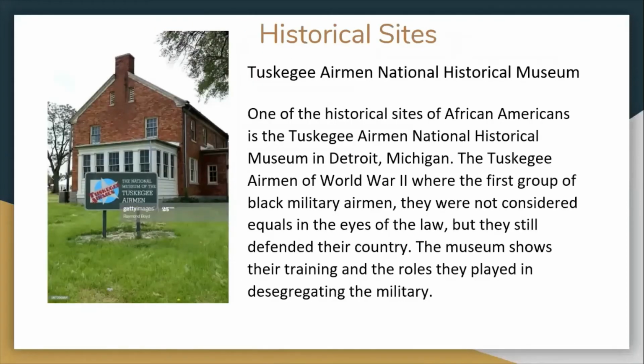Historical sites. Tuskegee Airmen National Historical Museum. One of the historical sites of African Americans is the Tuskegee Airmen National Historical Museum in Detroit, Michigan. The Tuskegee Airmen of World War II were the first group of black military airmen. They were not considered equals in the eyes of the law, but still defended their country. The museum shows their training and the roles that they played in desegregating the military.